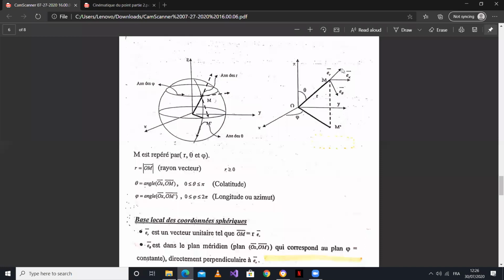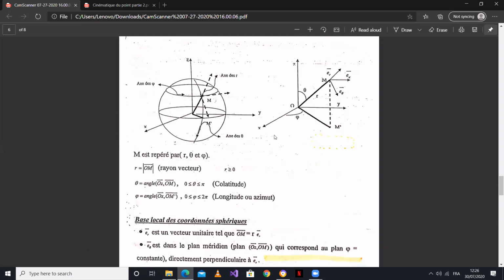So ER is oriented in the direction of the radius formed by that point M. If I have my point M located there in space, the radius is going to be this one, R, and ER is going to be in that direction of that radius R. So OM is going to be equal to R suivant ER. The point O being the origin and the point M being le point qui nous intéresse, the point we are studying. So ER is oriented in that direction.